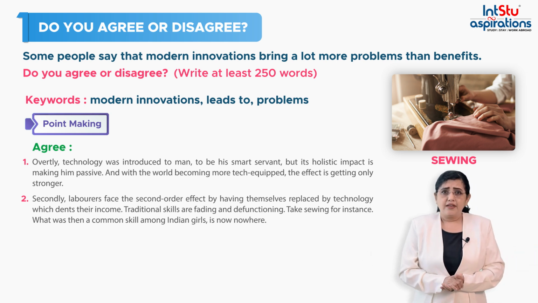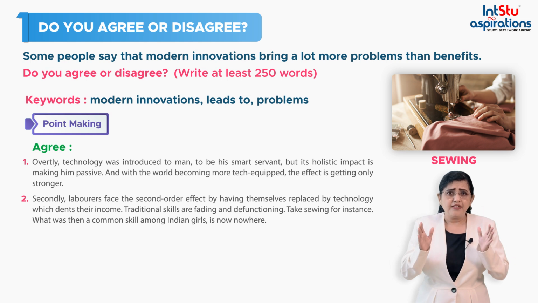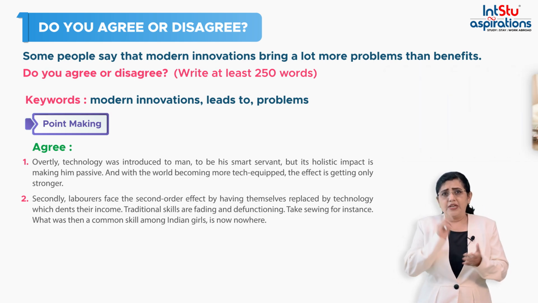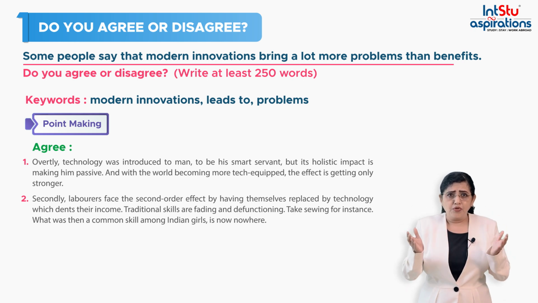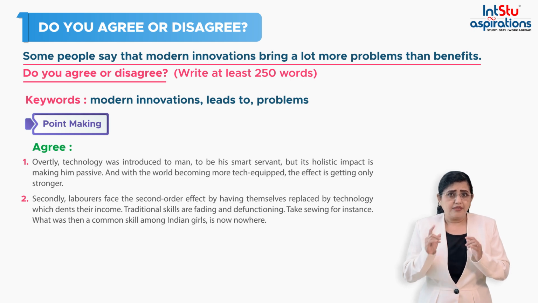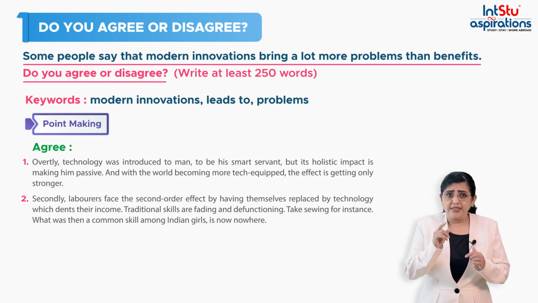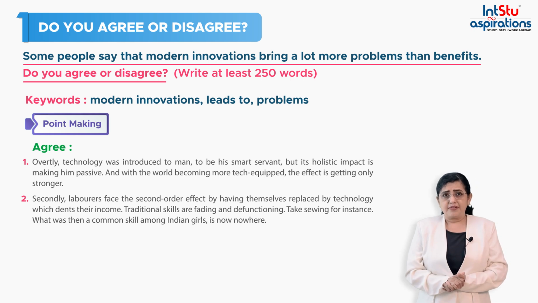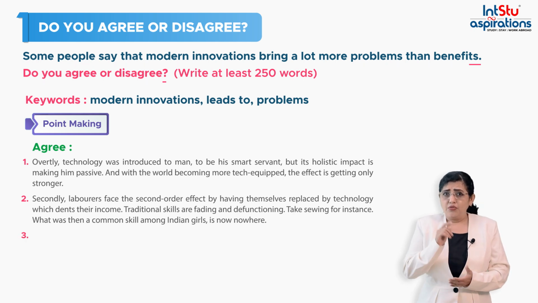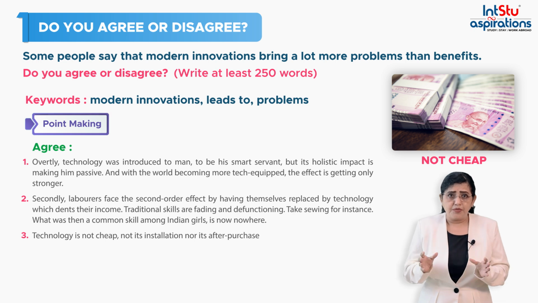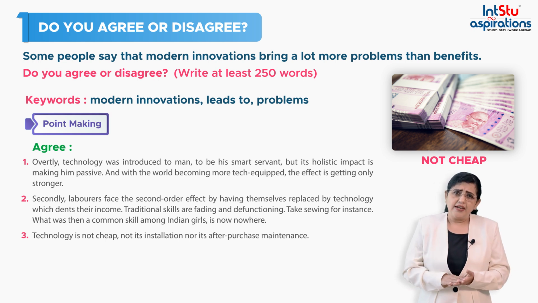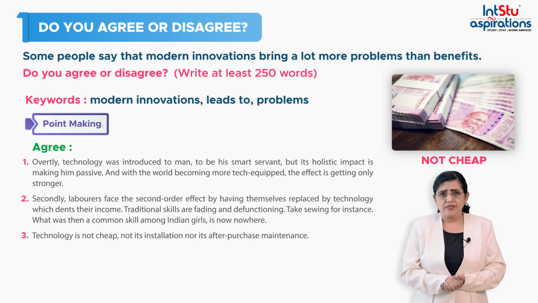Let me check. Am I on track? Am I satisfying task achievement? Okay, the question is: some people say that modern innovations bring a lot more problems than benefits. Do you agree or disagree? Yes, we are forgetting the basic skills of doing things manually. The next reason to agree is that technology is not cheap, neither its installation nor its after-purchase maintenance. So, that also promotes agreeing with the topic.